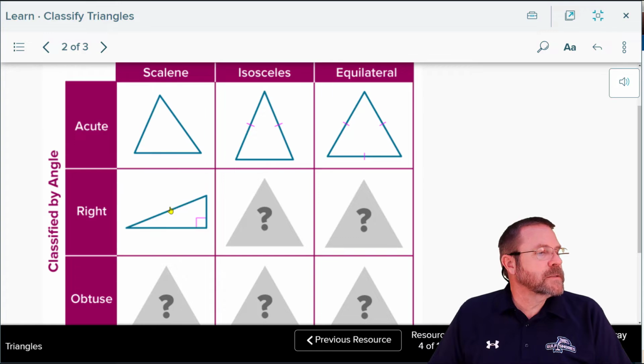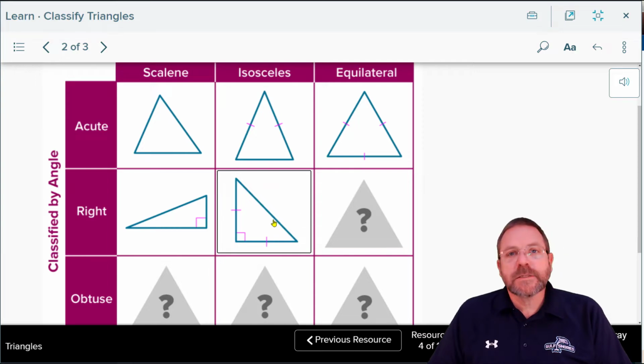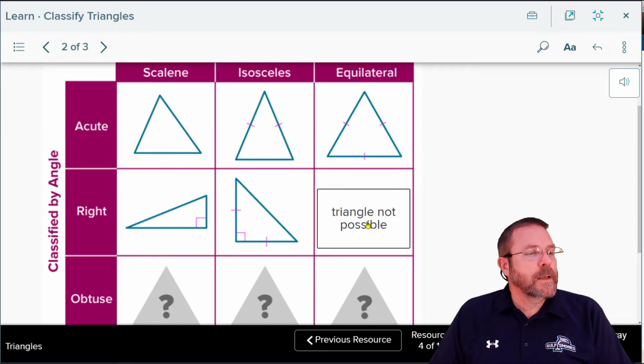Next, for the right scalene, you have one right angle and the side lengths are different. For a right isosceles, you have one right angle and you have two side lengths that are going to be equal. And then for the right equilateral, it doesn't exist. There's no way you can do it.